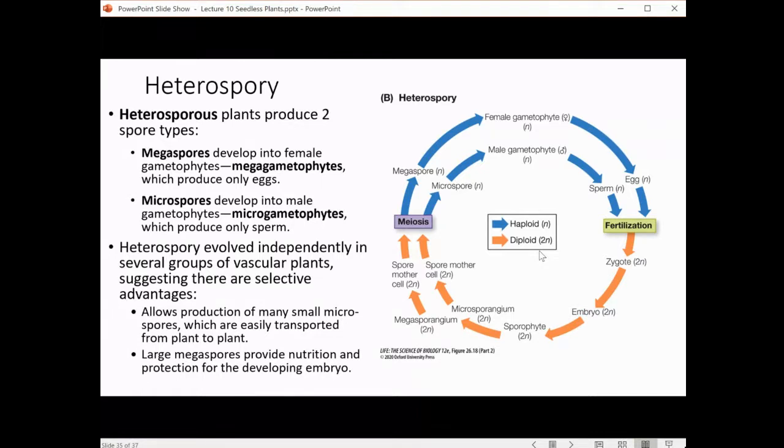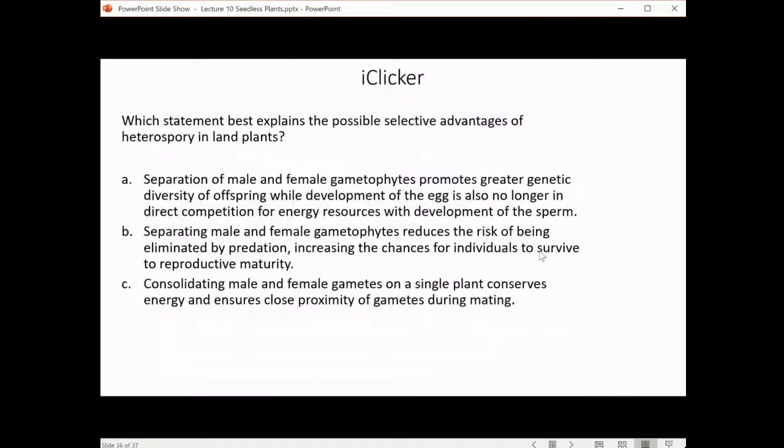Okay. Now, with that, I'd like to ask a clicker question. Along similar lines from what I was just describing. So, what statement best explains the possible selective advantage of heterospory in land plants? Take a crack at it, and we can even discuss it. We've got some time.